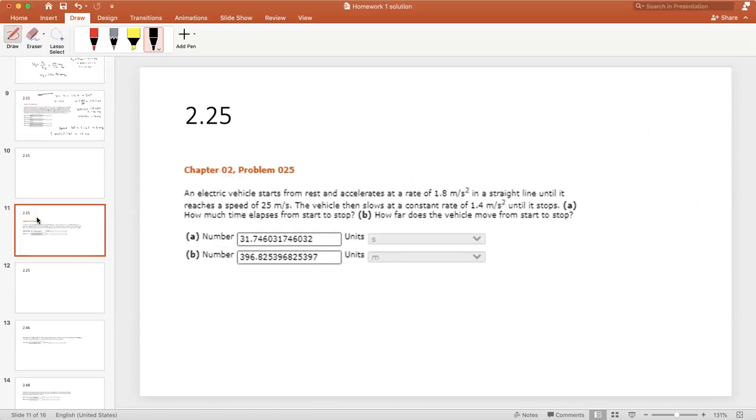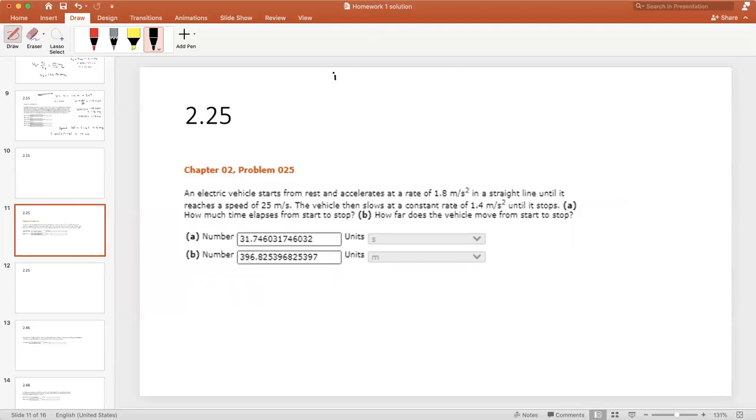This problem is a constant acceleration problem. In this problem, we have a vehicle that starts from rest, accelerates until it reaches a maximum velocity. As soon as it hits that, it decelerates and stops. And we want to know how much total time there is for both of those, acceleration and deceleration, and how far it goes in that time.